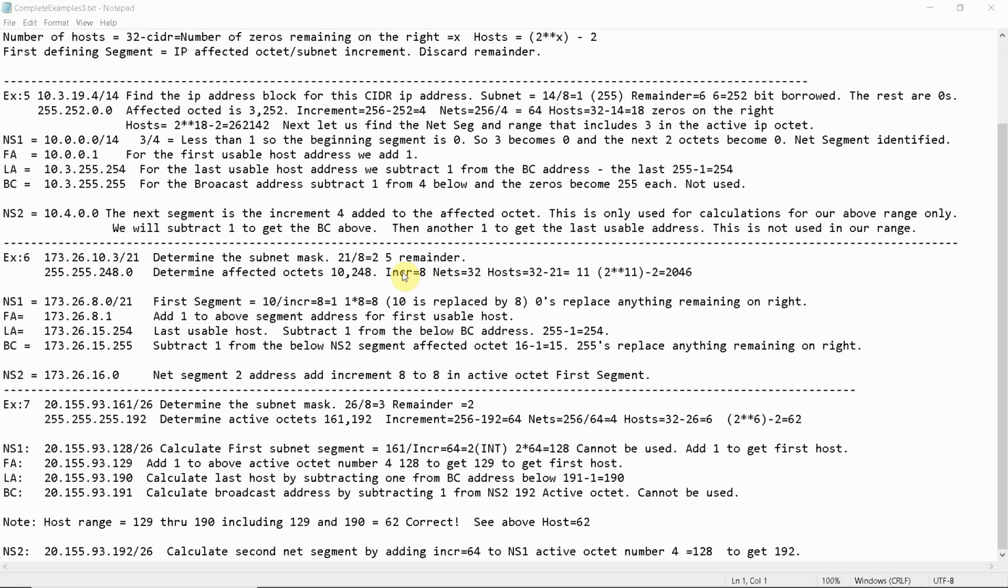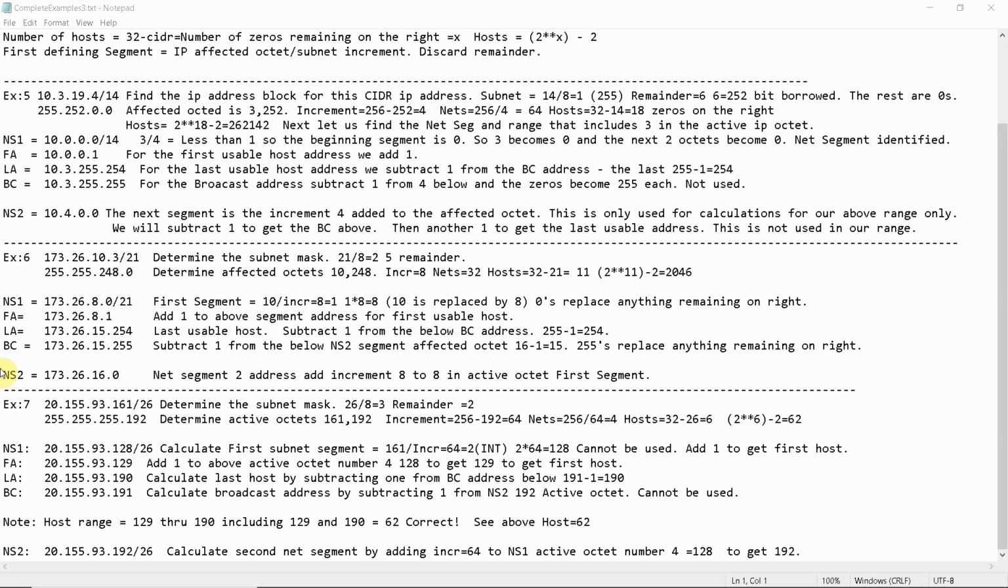We do the increments of 8. Nets is 32. Host is 32 minus 2 is 11. 2 to the 11th power minus 2 is that. So we did all that. The first segment is 10 divided by 8, because that is our increment. 1 times 8 is 8, so 10 is replaced by 8. As you can see right there, that's our active octet. Becomes 0 on the right.